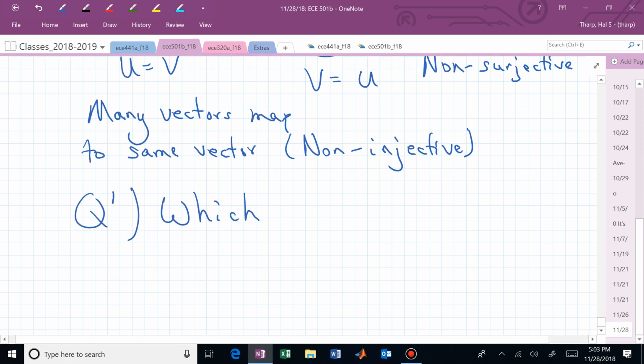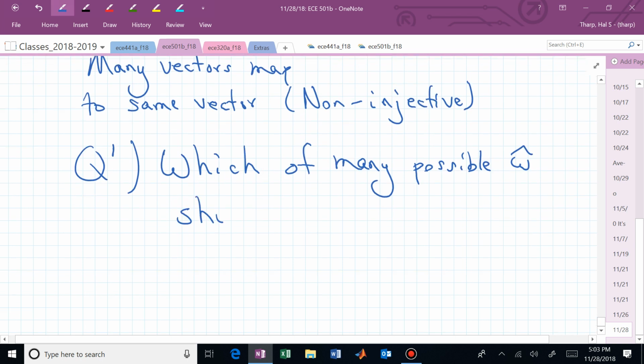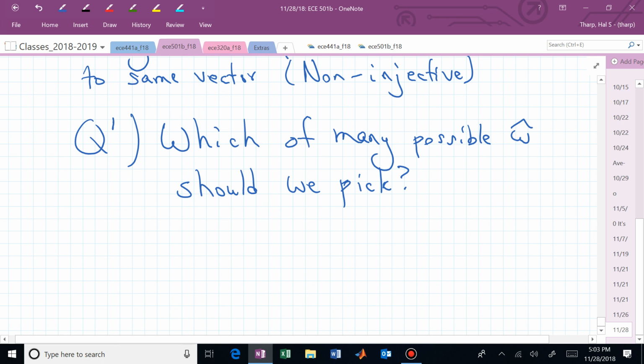So which of those W hats do we pick? Which of many possible W hats should we pick or use or select? Just throw a coin, huh? Just roll the dice and say, you're giving me 10, let me just put a 10-sided die together and pick one of those.